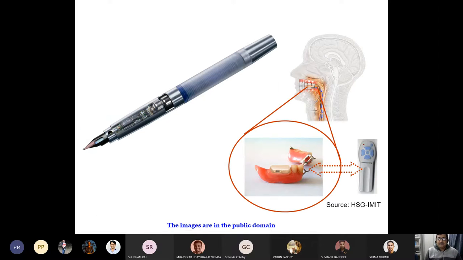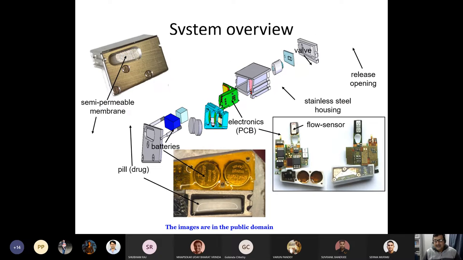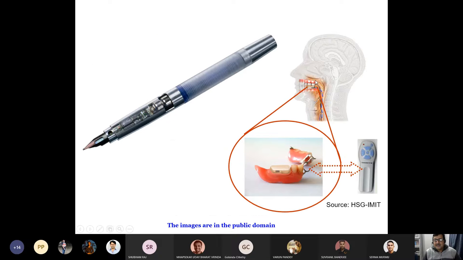okay. The last example is the drug delivery system. Just to tell you that people are also experimenting with artificial teeth. These artificial teeth are 3D printed. And then in that, what is happening?